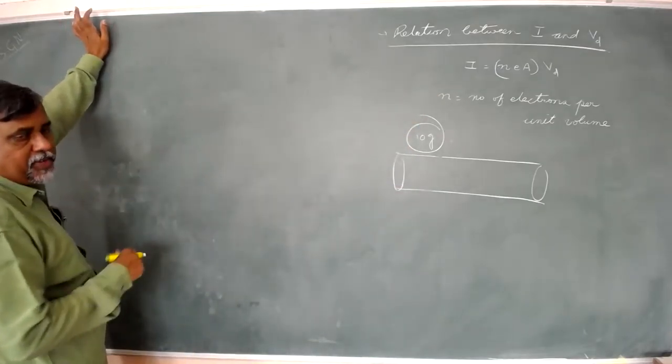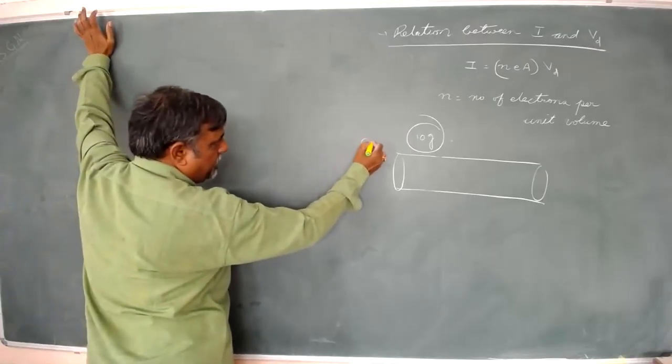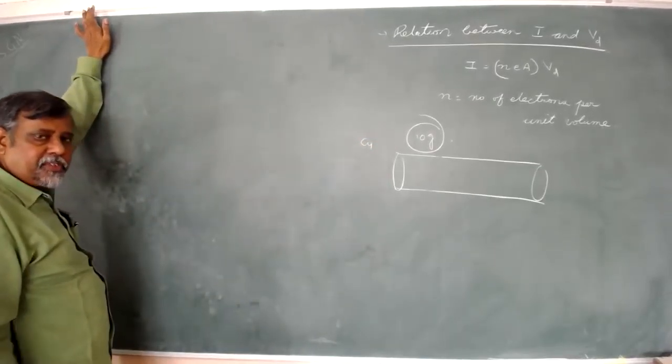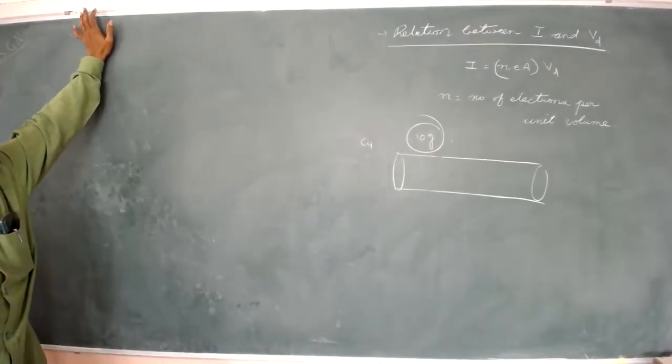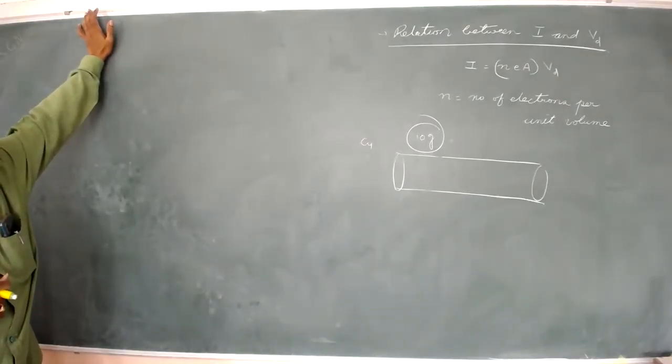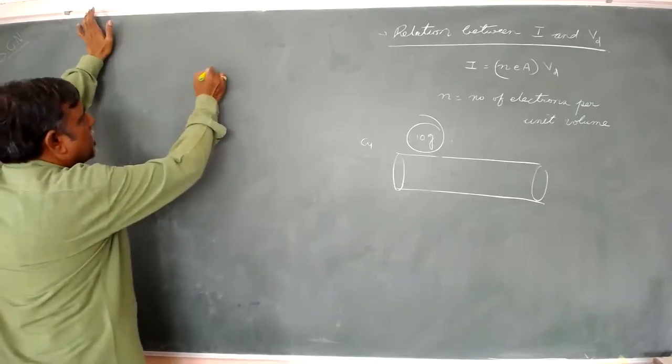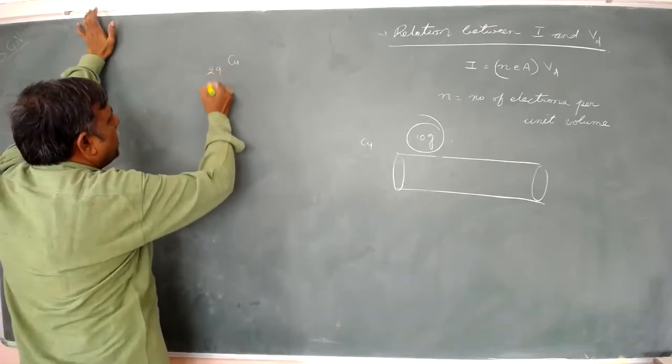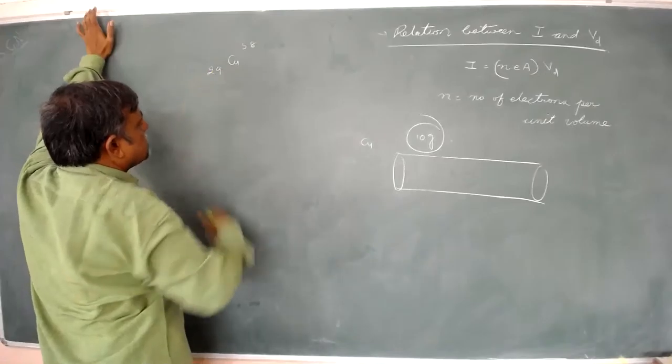Okay, so I have given you copper wire. This is copper. Even if it is given in the data or not, one thing we must remember: the atomic weight of copper. Copper, how can you write? Copper, 29 copper. Okay.